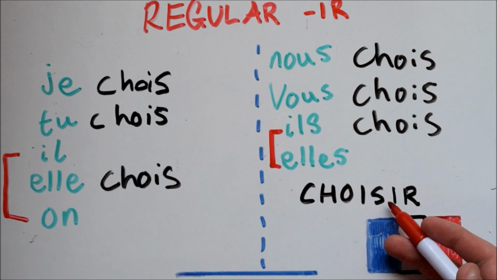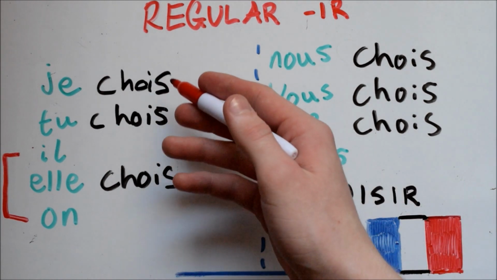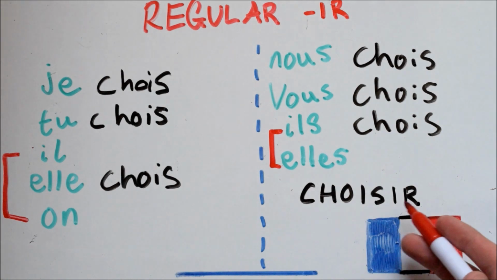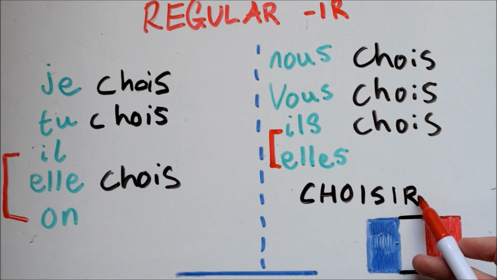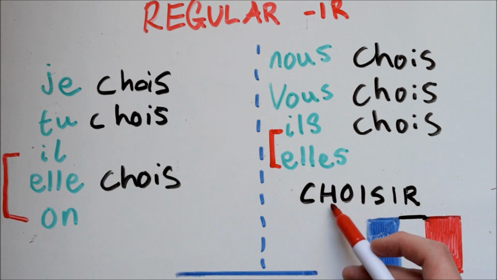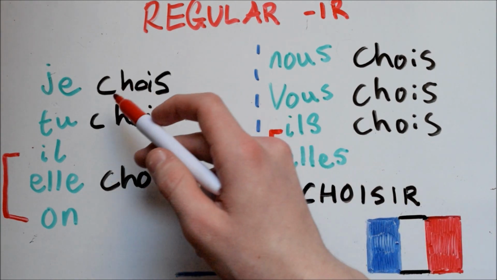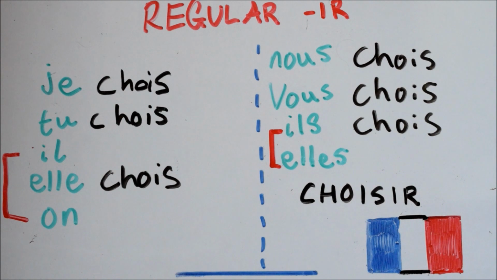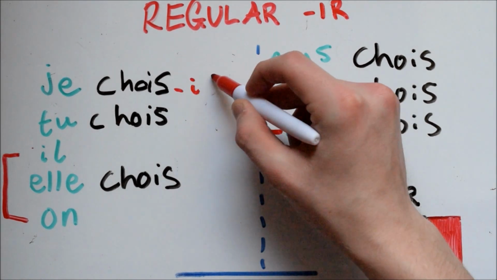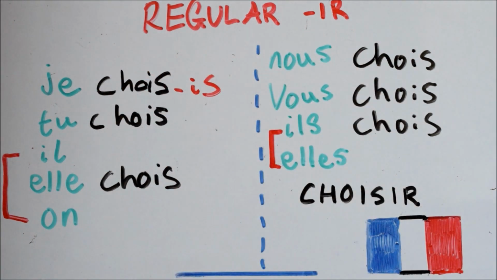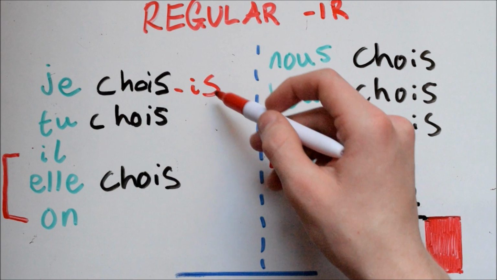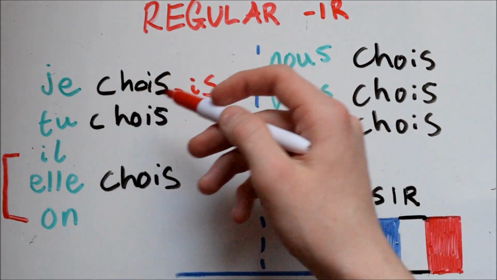This here is the infinitive. This here is the stem of choisir. As you can see, the IR has been taken off and you are left with CHOIS, which is the stem which is used. So, the ending for I is IS. Je choisis. Notice the S isn't said. Je choisis.